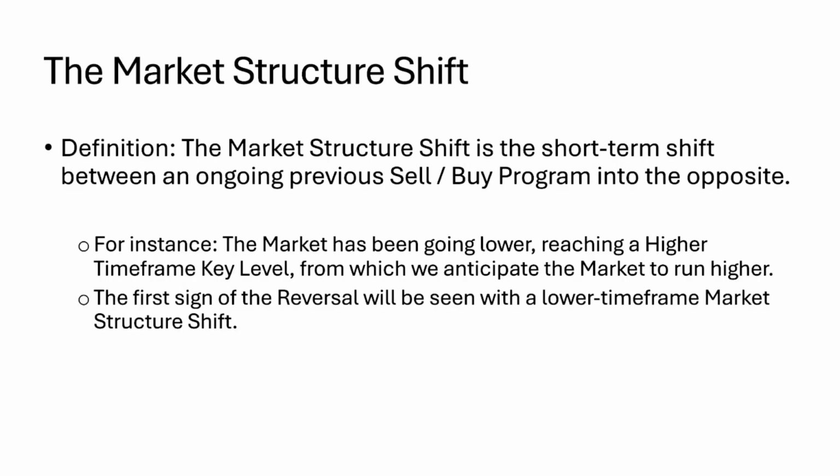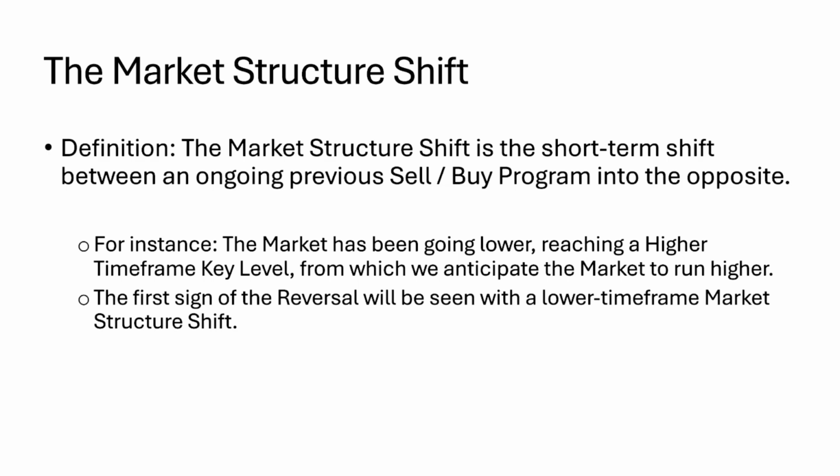Let's start out with the market structure shift. Definition. The market structure shift is a short-term shift between an ongoing previous sell or buy program into the opposite. So for instance, the market has been going lower, reaching a higher time frame key level from which we already anticipate the market to run higher. So the market goes back into this higher time frame key level we wanted to see the market go into, and the first sign of the reversal will be seen with a lower time frame market structure shift.